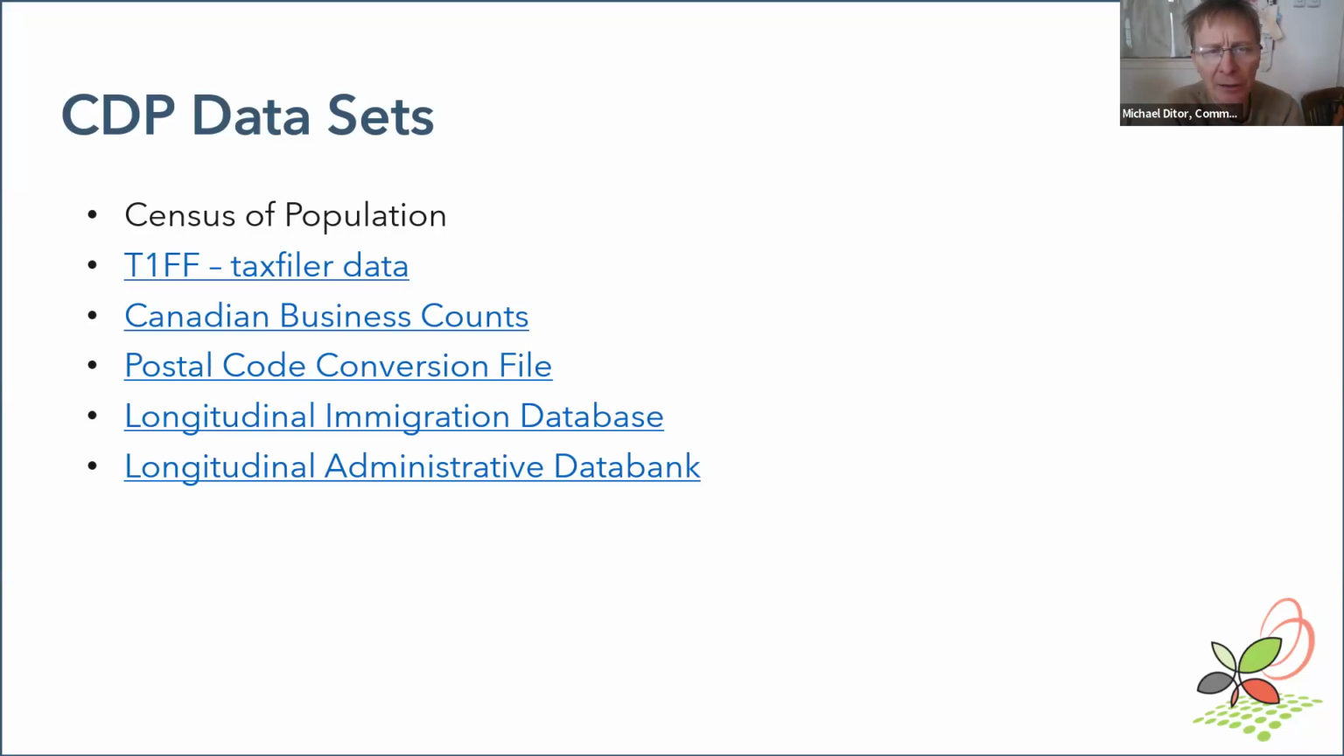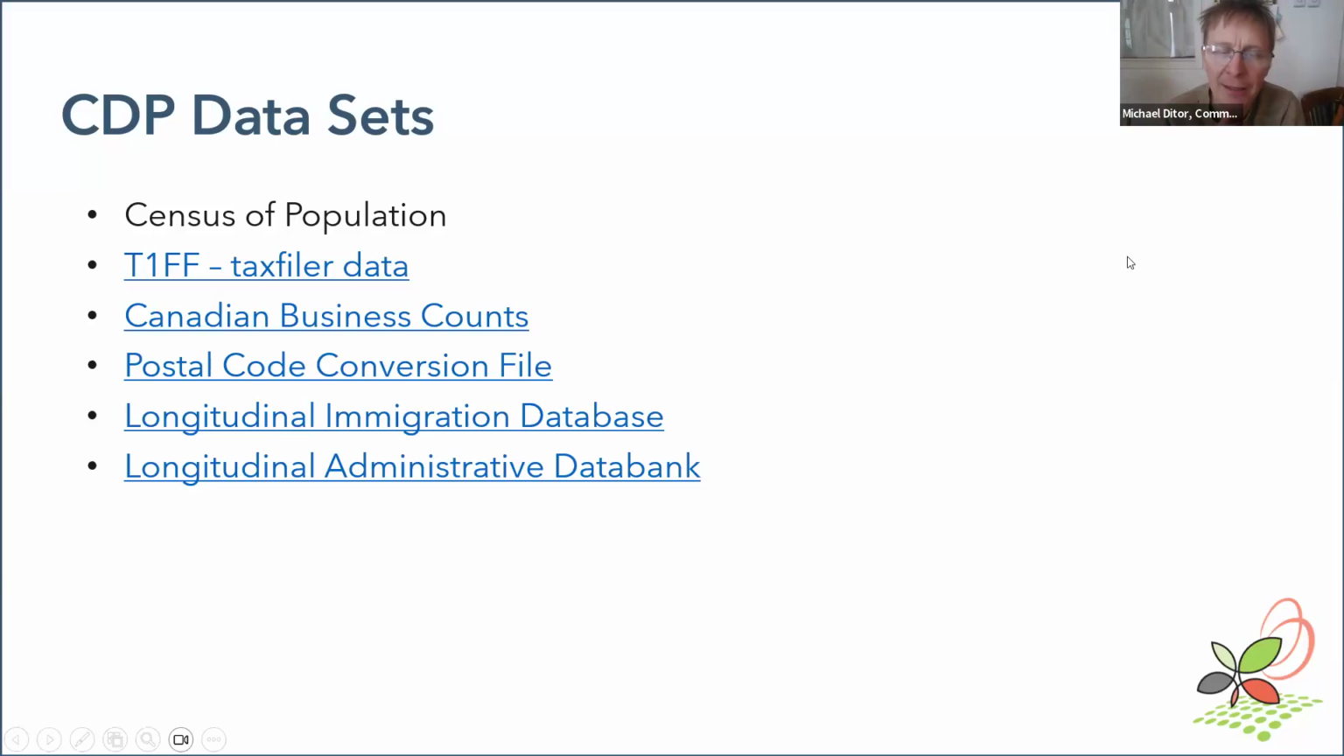We also get a lot of tax filer data, the T1 family file. This is useful just because it's an annual data set, and there are some details on it later in this presentation. Canadian business counts is another very popular data set describing business locations and establishments down to the census tract level, and you can aggregate the data by industry type and the number of employees.